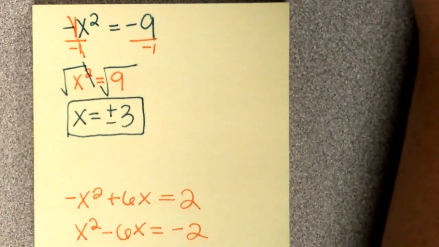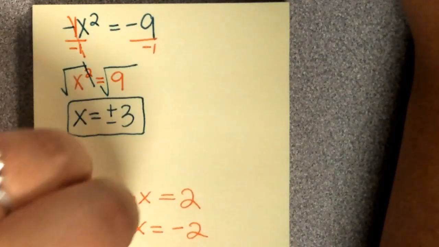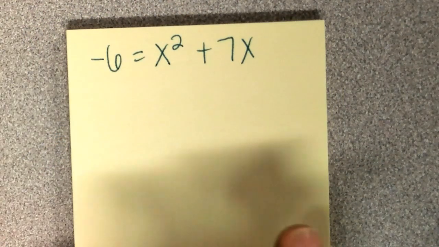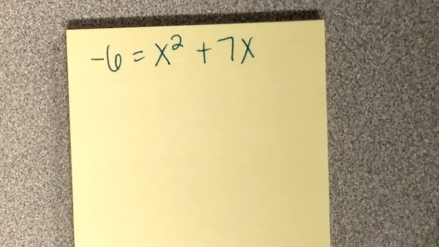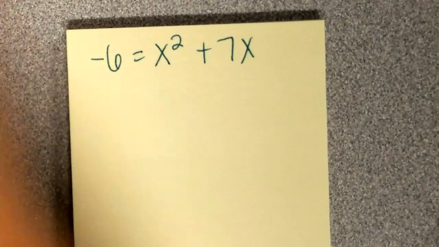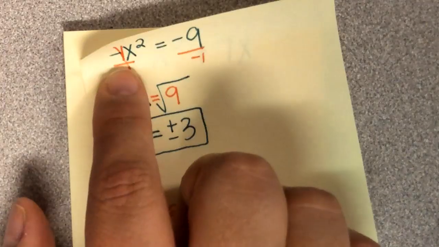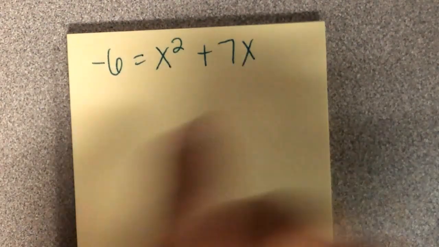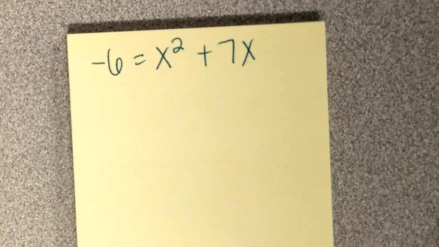Okay? Let's do another one, and this is where I might blow your minds a little bit. Negative 6 equals x squared plus 7x. All right. How do I solve this? Okay. So over here, didn't we get x by itself? Yes. That's because there's just an x squared. This one has an x squared and an x. So I'm not going to get x squared by itself here. I can't just square root it because those are not pretty numbers.